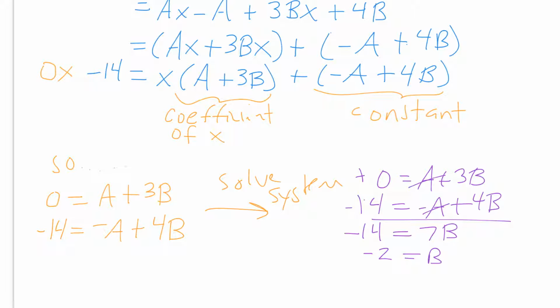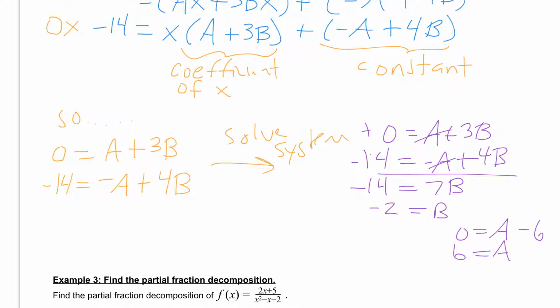And if I know b is equal to negative 2, I can use this equation or this equation to solve for a. So I'm going to use the top equation. If I know b is equal to negative 2, then I can say that 0 equals a minus 6. So I know a is equal to 6 if I add the 6 over to the other side. So then what I want to do is I want to write my final answer.